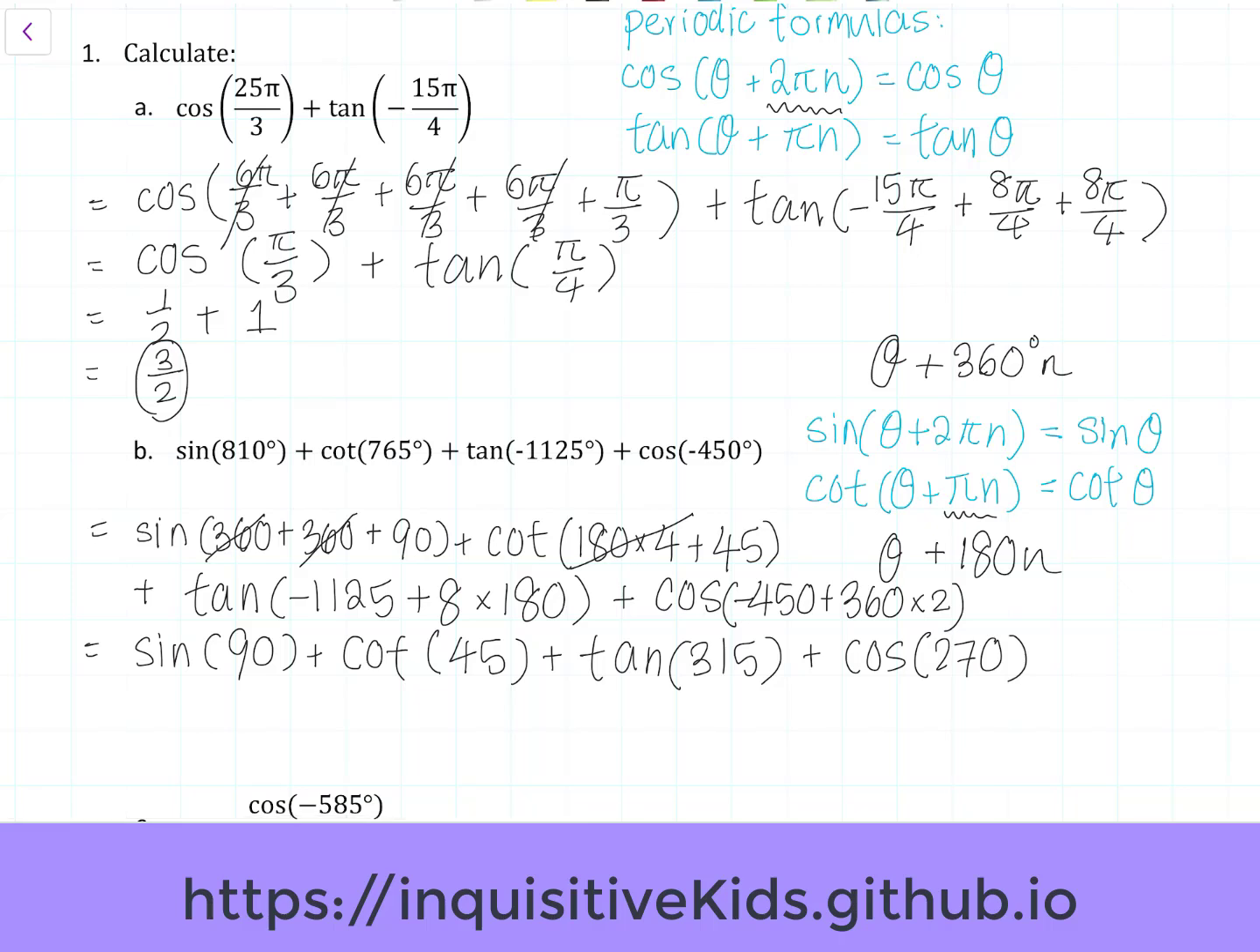Now, these are all common degrees that we can use a unit circle reference to help us out with. We know that sine of 90 degrees is the y-coordinate of the point on the unit circle in which we have a degree of 90 degrees. So that is 1. The cotangent of 45 degrees is just the reciprocal of the tangent at 45 degrees, which is 1. The tangent of 315 degrees is negative 1.